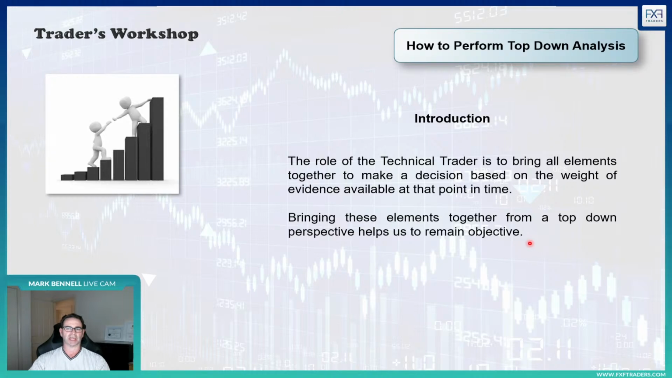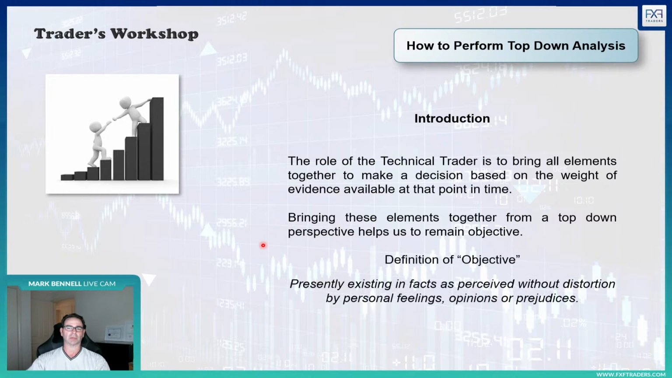Bringing these elements together from a top-down perspective helps us to remain objective. In other words, we're ticking through them. How does this look? We can even rate those aspects or those elements. So what is the definition of objective? The definition of objective says, presently existing in facts as perceived without distortion by personal feelings, opinions, or prejudices.